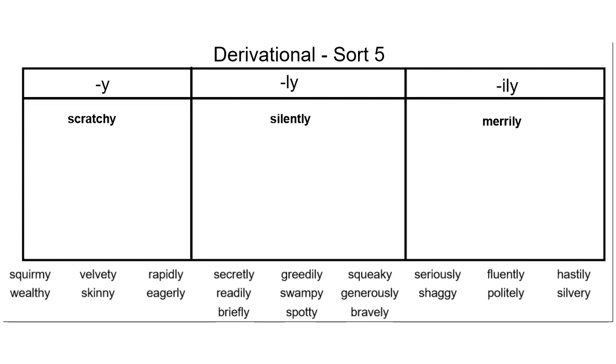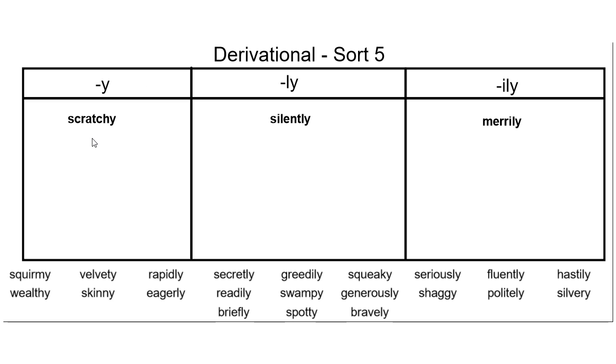Hello friends, today we are working on derivational sort number 5. This sort focuses on suffixes. A suffix is the opposite of a prefix. You'll remember that a prefix is placed on the beginning of a base word, while a suffix is placed on the end of a base word.